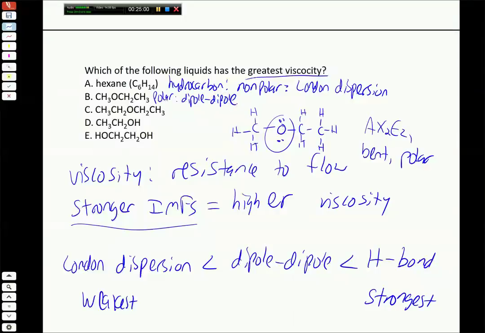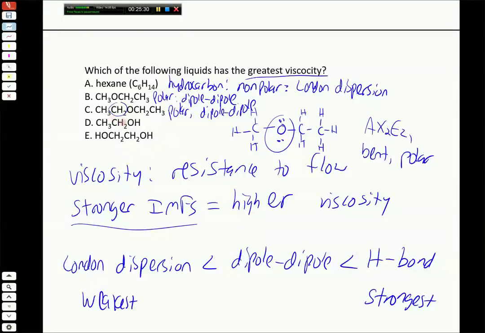However, it does not have hydrogen bonds, because in order to have hydrogen bonds, you need to have hydrogen bonded directly to oxygen. This one, all the hydrogens are bonded to carbon. So it's a polar molecule, but there are no OH bonds, so you're not going to have hydrogen bonding in this one. Choice C is almost identical to the one above. It just has one additional carbon atom in it. So again, it's still going to be polar, and it's still going to have dipole-dipole forces. So choices B and C have dipole-dipole forces.